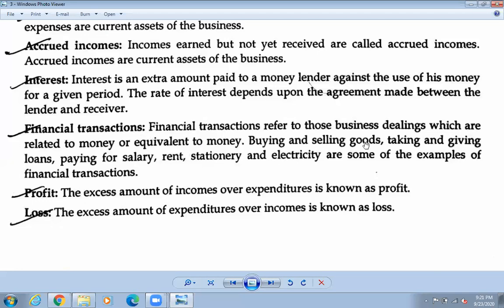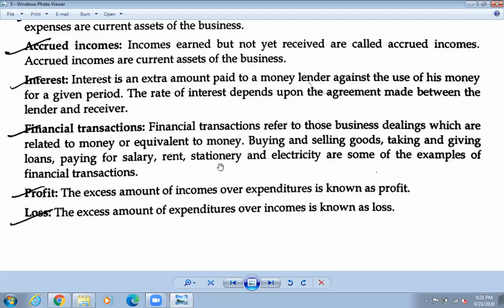And buying and selling of goods, taking and giving a loan. Okay, so paying of salary, rent, stationery, electricity. यहाँ सबैमा के युज भएको छ, मनी युज भएको छ. किन्नुमा पनि मनी, सेलिङ गर्नुमा पनि मनी. So taking and giving loans, that means लोनमा पनि के युज भएको छ, मनी नै हो. Okay, लोन भनेको बाँकी दिनु, बाँकी लिनु, that means money is there. So paying salary, money. Rent, okay, so paying the rent, भाडा तिर्नु, money.